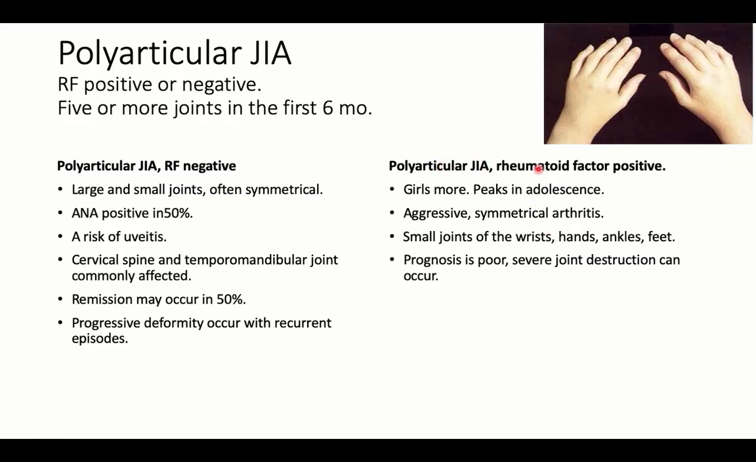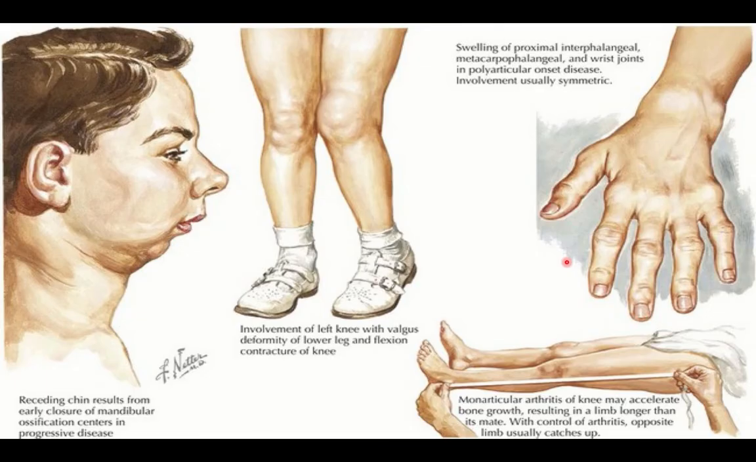About polyarticular JIA that is rheumatoid factor positive: this is more common in girls and peaks in adolescence. When it is rheumatoid factor positive, it is aggressive and associated with symmetrical arthritis. Small joints are mainly affected, of the wrists, hands, ankles, and feet. Prognosis here is poor, and severe joint destruction can occur with recurrent episodes of arthritis.